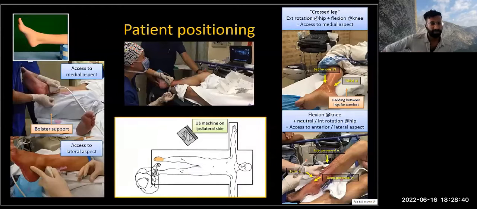In terms of positioning, being at the foot of the bed on some sort of wheelie chair allows you to move around and to block on both sides of the ankle. I personally like to have the ankle bolstered up and kind of floating in space, similar to this, which allows you to get very posterior for the tibial nerve and needle from a posterior to anterior direction.